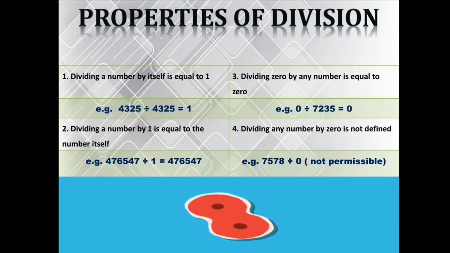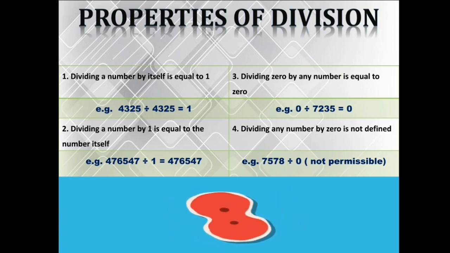The second concept is dividing a number by 1 is equal to the number itself. Like 2 divided by 1 is equal to 2, 10 divided by 1 is equal to 10. Same way, as the example is given, when we divide a number by 1, the number that we get is the number itself. Third is dividing 0 by any number is equal to 0.